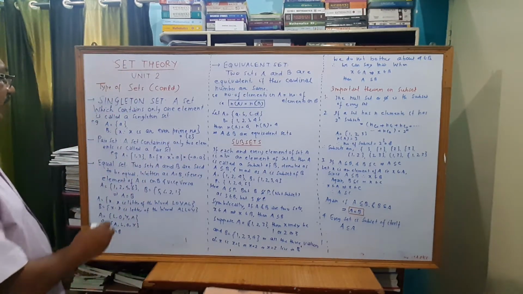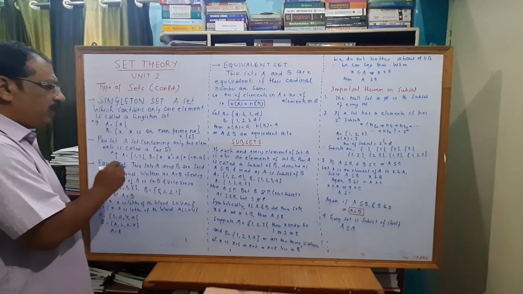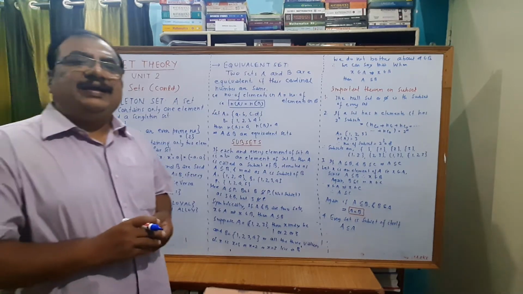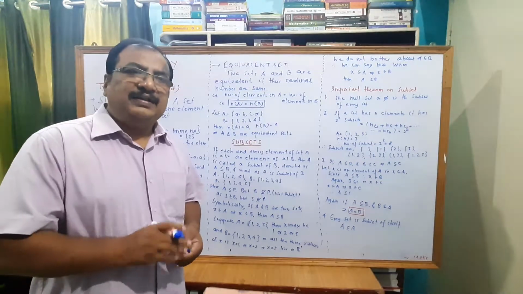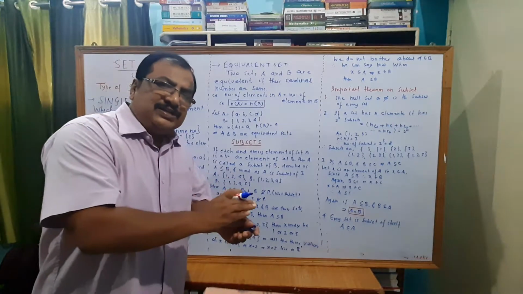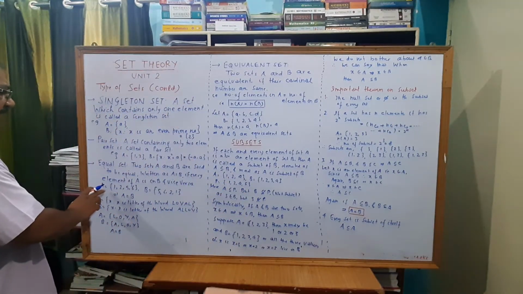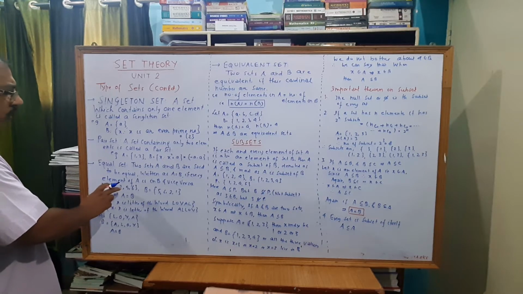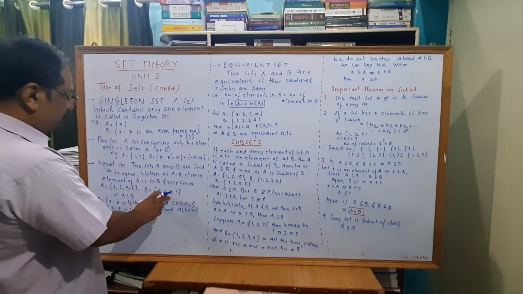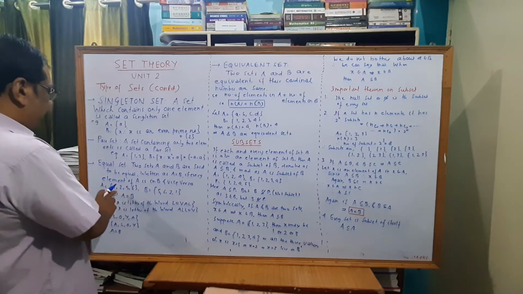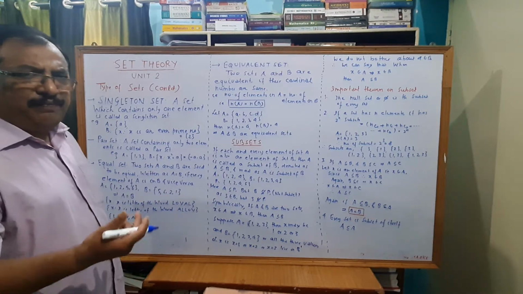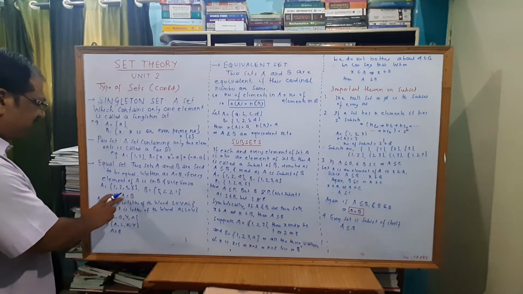Now equal sets, children. Two sets A and B are said to be equal, written as A equal to B, if every element of A is in B and vice versa. That is, all elements of set A are in set B and all elements of set B are in set A. Let A be the set with elements 1, 2, 5, 6. B is a set having elements 5, 6, 2, 1. We say that both sets have the same elements. Maybe the order is different, and order does not have any impact on a set. So set A is equal to set B.